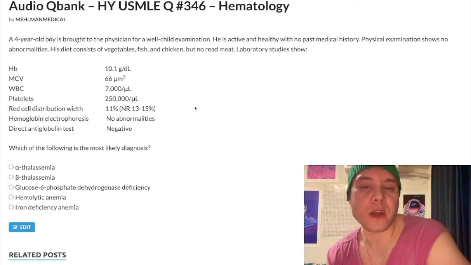So lots of high yield concepts here for hematology for Step 1 as well as pediatrics for 2CK. As I said, I'm not going to make this an extended clip, okay? Cut to the chase here.